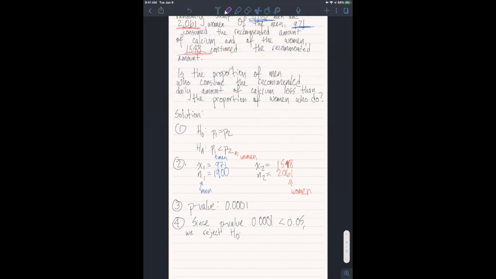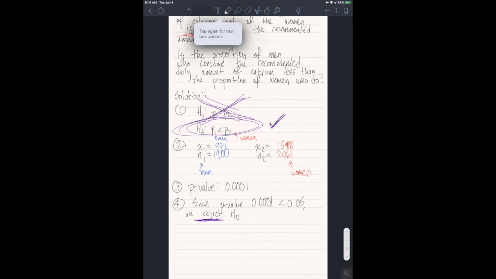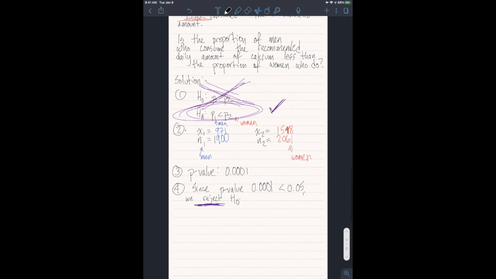After my hypothesis test, I'm ending up rejecting H0, right? I do not believe this. I'm rejecting this idea, right? I believe this. Because I rejected H0, I'm going to go with the alternate. So, is the proportion of men who consume the recommended daily amount of calcium less than the proportion of women that do? Yes.